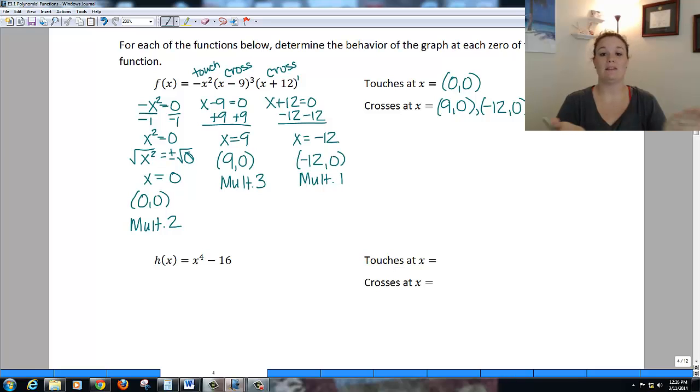So we still solve each factor just like we did before to find the zeros, but once we have the zeros, we write them as ordered pairs because they represent x-intercepts, and based on how many copies of that factor we have, that tells us the multiplicity, which in turn tells us whether it touches or crosses at that point. Okay, let me look at another one.